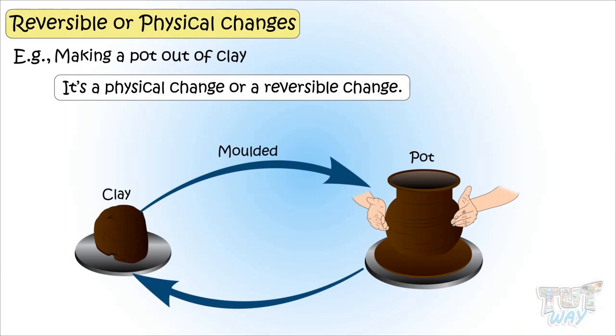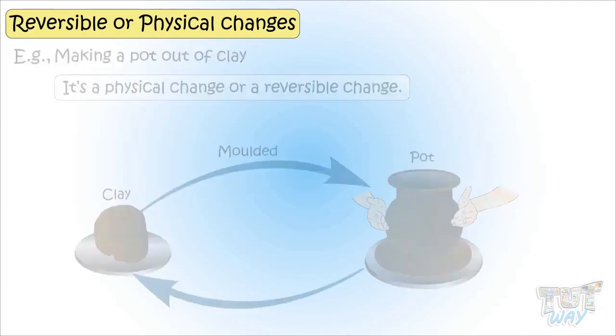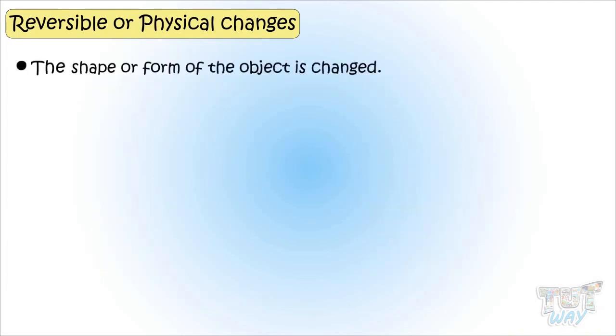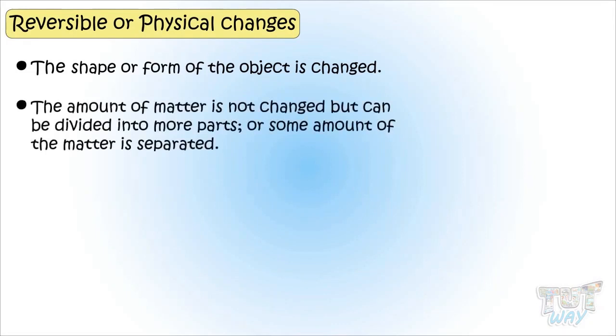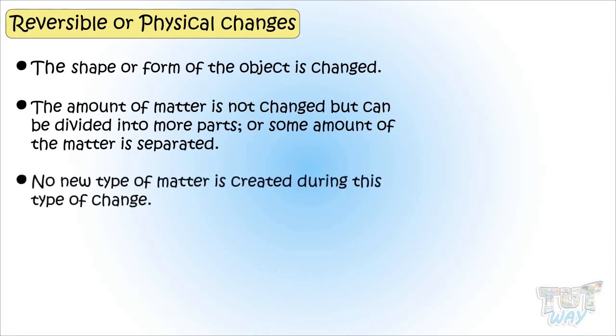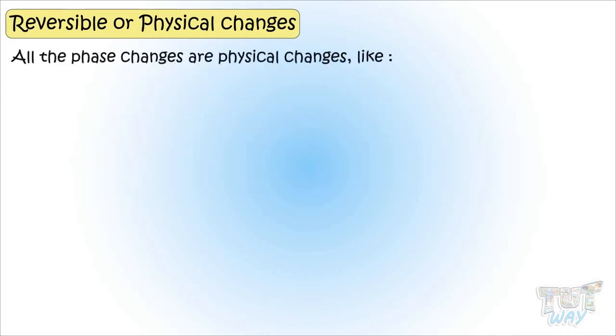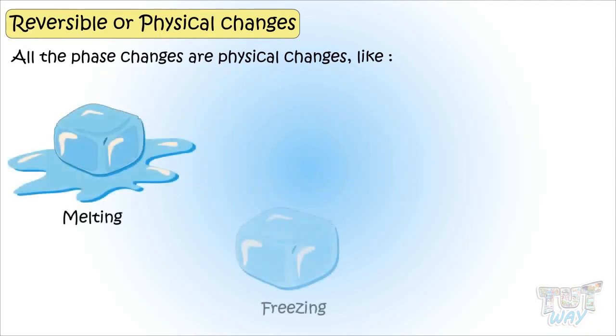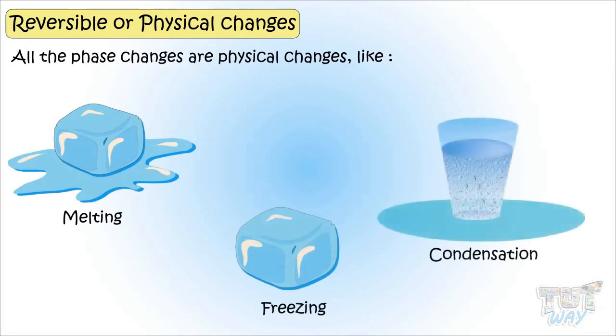So we learned physical changes are where shape or form of object is changed. Amount of matter is not changed, but can be divided into more parts, or some amount of matter is separated. No new type of matter is created during this type of change. All the phase changes are physical changes, like melting, freezing, condensation. All these are physical changes.